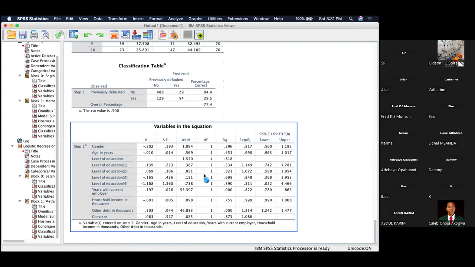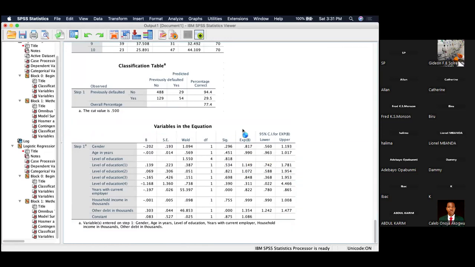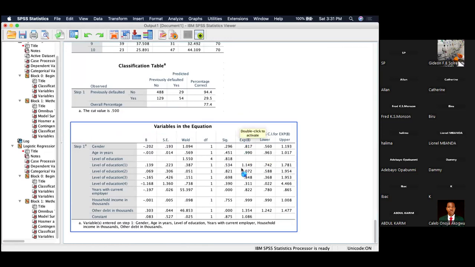Okay, so we are here. Now let's take a look at the exponential B column, which is the odds ratio. Take, for instance, even though gender is not statistically significant in this model, I just want to explain. Now we can see that here, our odds ratio is less than 1.